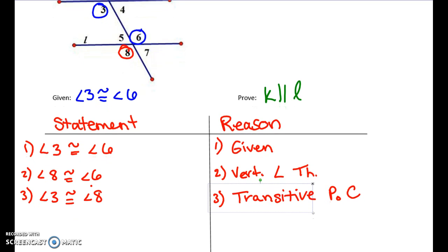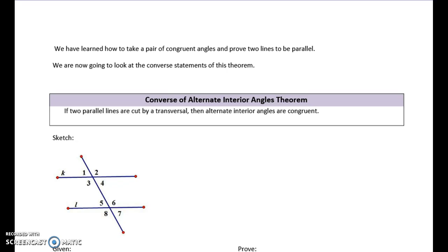Well, because I've now stated that two angles that are actually corresponding angles are congruent, remember we have a postulate that says, if corresponding angles are congruent, then my lines are parallel. So I'm now able to say that K is parallel to L because of my corresponding angle postulate. Okay, because that postulate states that if two corresponding angles are congruent, then their lines are parallel. All right, let's go ahead and look at 2.